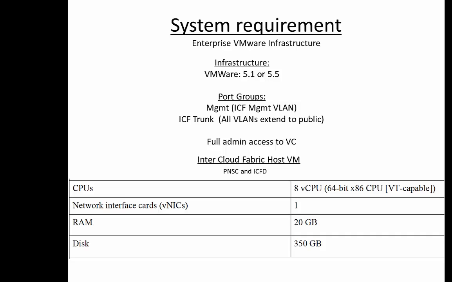Intercloud Fabric host VM, as I mentioned before, is the first box we're going to deploy through the OVA template, which has PNSC and ICFT. The requirement is laid down on the Cisco documentation website, so you can find it there. It's a pretty big box, 350 gigabytes of space, of which 200 gigabytes is used for scratch disk.